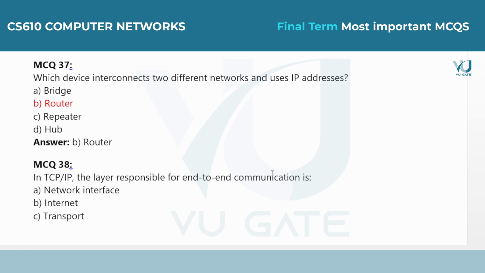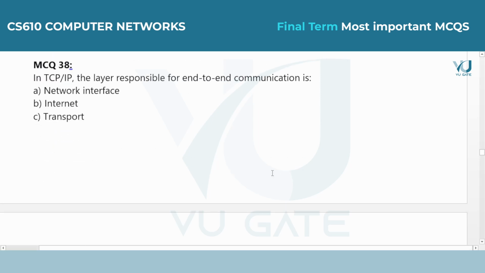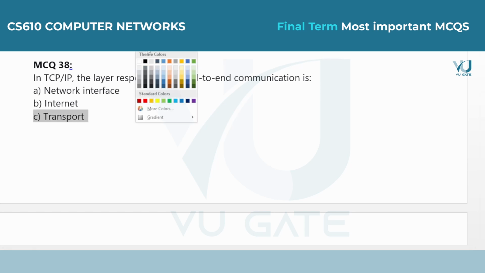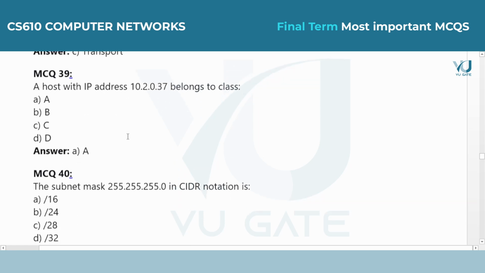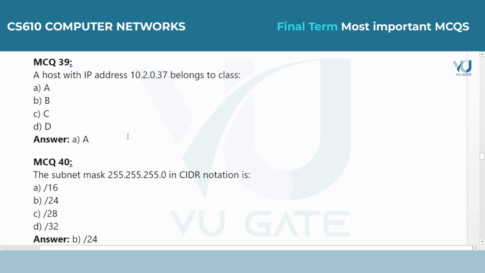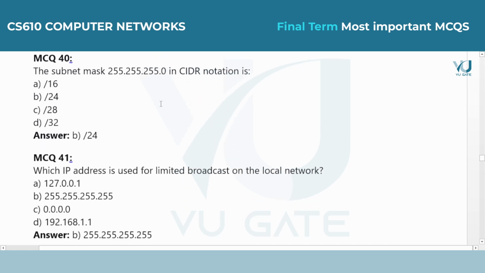MCQ 38. In TCP/IP, the layer responsible for end-to-end communication is. Answer: C. Transport concept. The transport layer, using protocols like TCP or UDP, ensures that data is delivered reliably from the source application to the destination application. MCQ 39. A host with IP address 10.2.0.37 belongs to class. Answer: A. Class A addresses have a first octet range of 1 to 126. The value 10 indicates it is part of this large-scale network class.